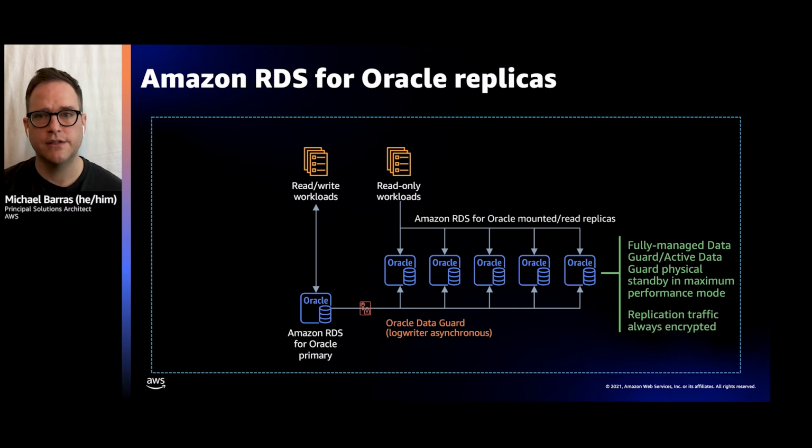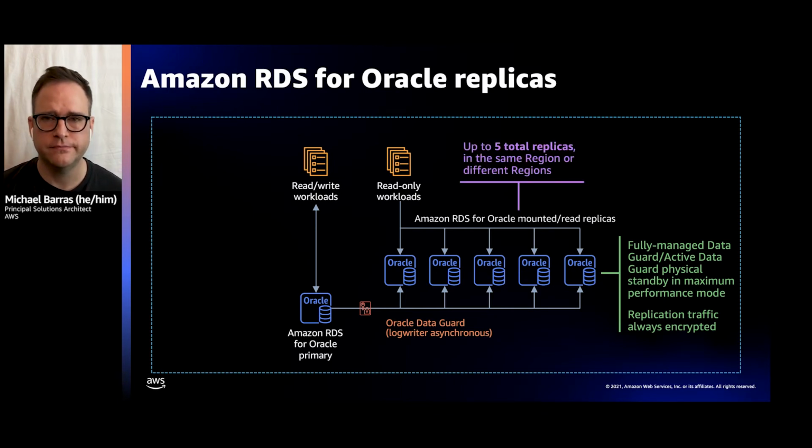DataGuard is an Enterprise Edition feature and does require extra cost active DataGuard licenses if the replica is open for read access. RDS manages the DataGuard configuration, including encryption. Log replication from primary to each replica is always encrypted, independent of any network encryption options you've configured on the instance. And each RDS Oracle source instance can have up to 5 total replicas, either read-only or mounted, and they can be in the same region or in different regions.